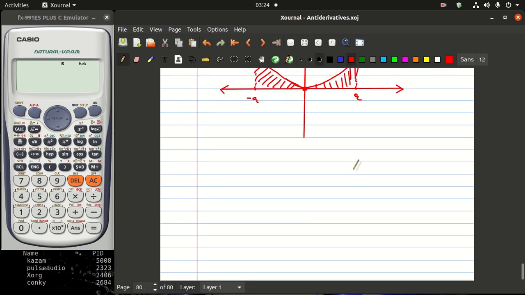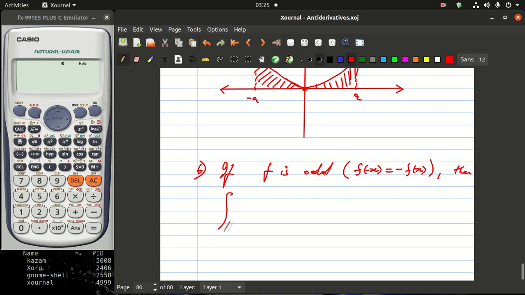And then the next thing, which is number b: if f is odd, in other words an odd function, simply put, whenever I'm taking minus x and plugging in f, I get minus f of x. Then if let's say I am taking the definite integral from minus a to a of f of x dx, this is what I'm going to get.